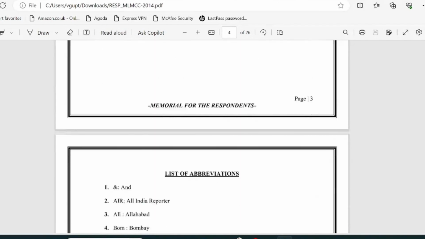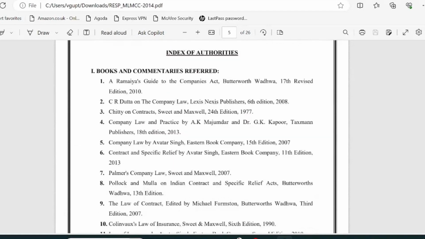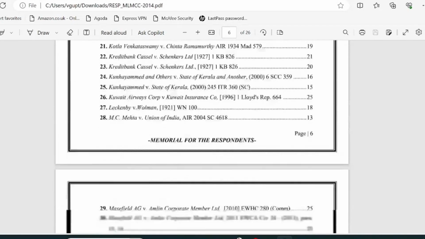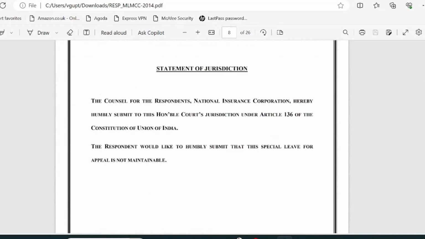It will definitely be in this one. List of abbreviations, index of authorities. Yeah, here it is. So Article 136 of the Constitution of India, under which the court. So the language, if you want, you can also refer to this, but it's very subjective. You can use what feels right to you, but it has to be formal in nature. It has to be legal in nature. You can't use short forms or runny language because it has to be presentable.